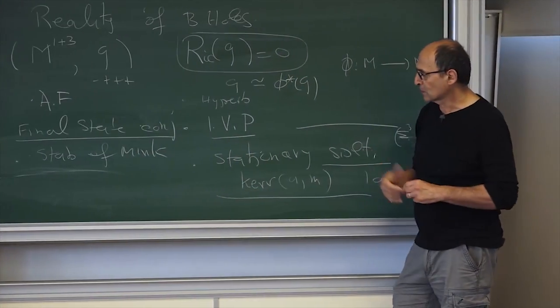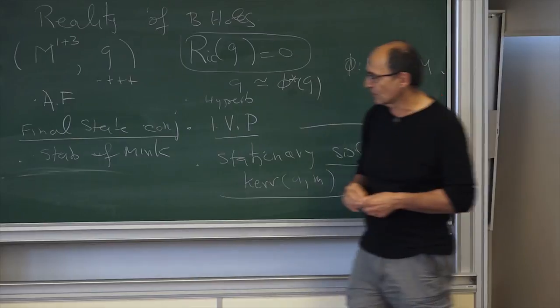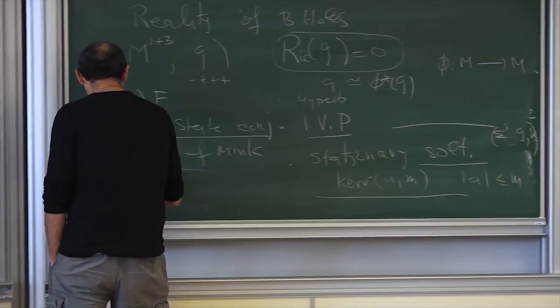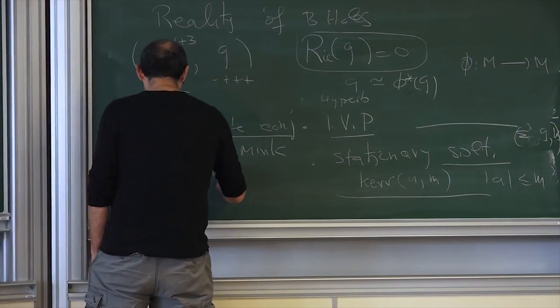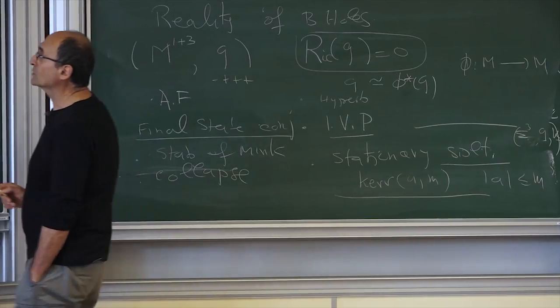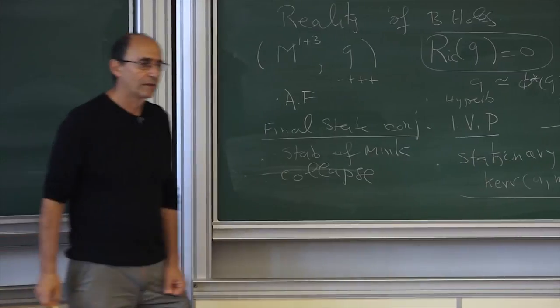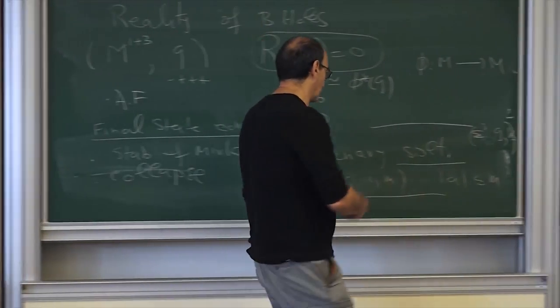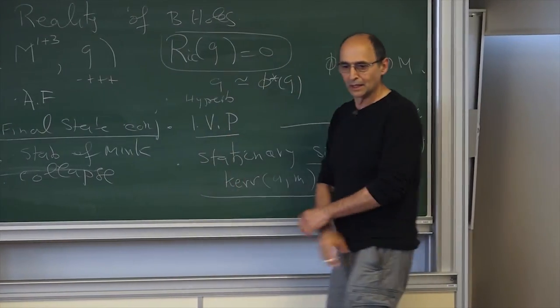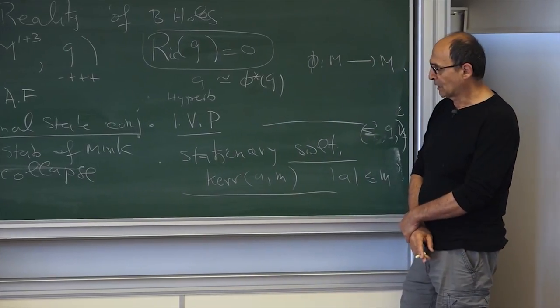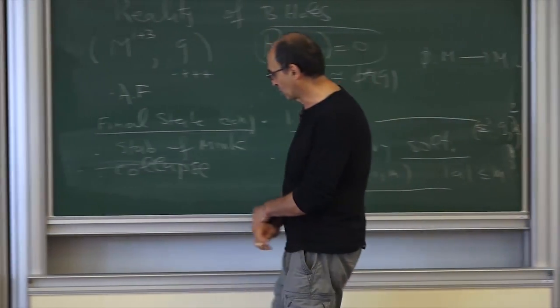So asymptotically, they look like Minkowski space. There are no black holes, so you don't have emergence of black holes. Then there is the problem of collapse, which is that if the data is sufficiently large, you could form a stationary state, therefore you can form a black hole. And this obviously is very interesting, both mathematically and from a physical point of view.